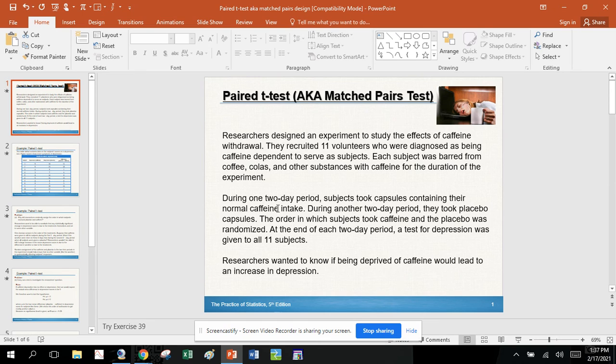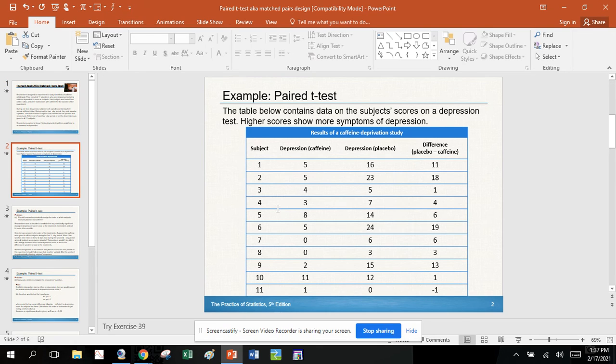Now, this is the important part. The order in which the subjects took the caffeine and the placebo was randomized. And at the end of each 2-day period, a test for depression was given to all 11 subjects. So researchers wanted to know if being deprived of this caffeine would lead to an increase in depression.